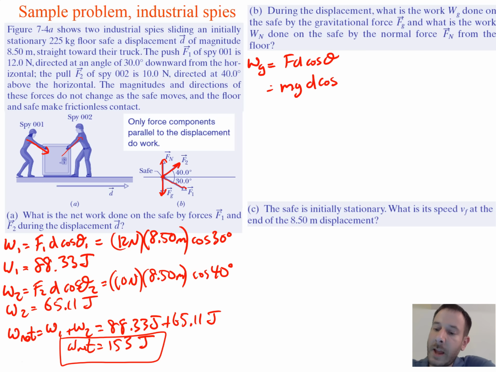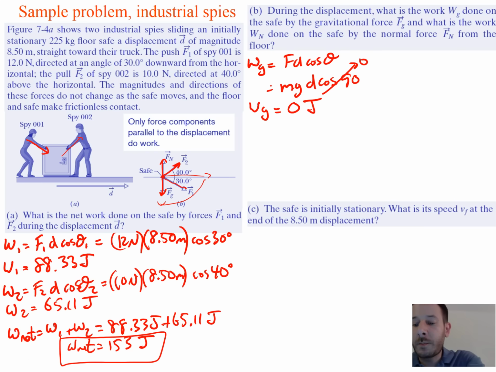Cosine, and this is going to be the angle between the displacement and the force. All right, so if the displacement is this way and the force is this way, the angle is going to be 90 degrees, that angle right there. So this is just going to be cosine 90. Cosine 90 is 0. So that means our work due to gravity is 0 joules. And we would expect that, right? Because the force of gravity isn't doing anything to help push the safe across the floor, so the work done is just going to be 0.